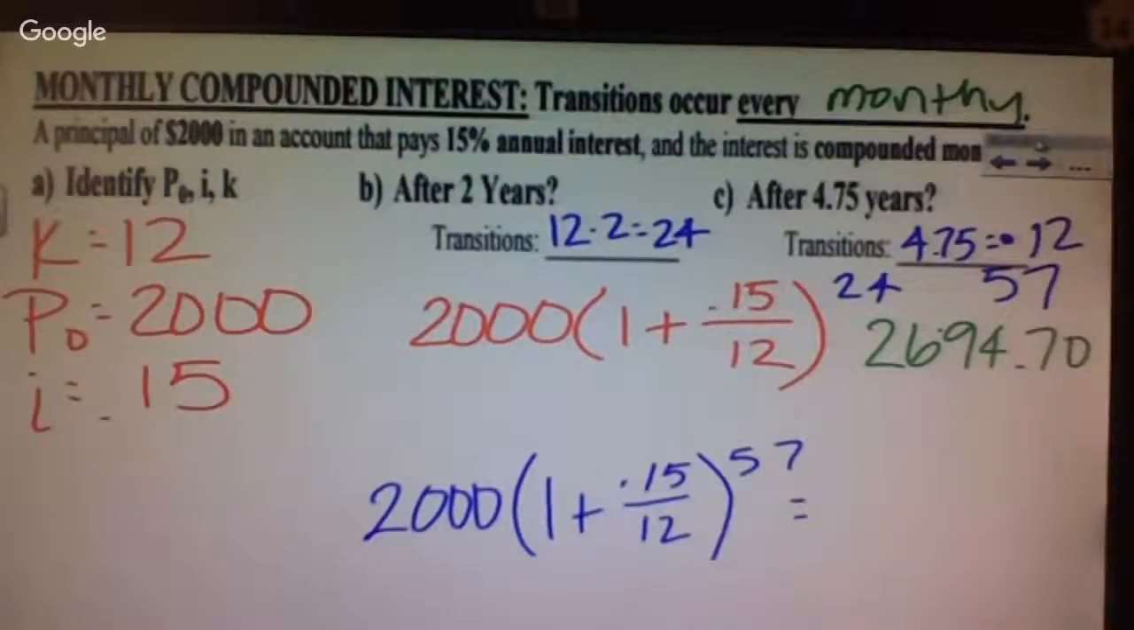I got $2,694.70. And for the second one, I got $4,060.19.